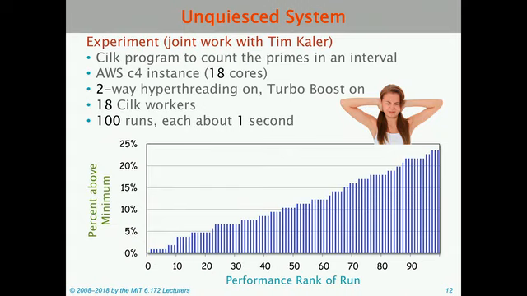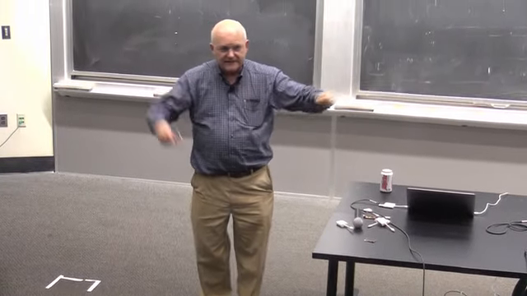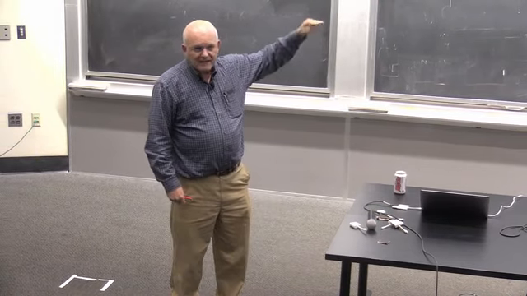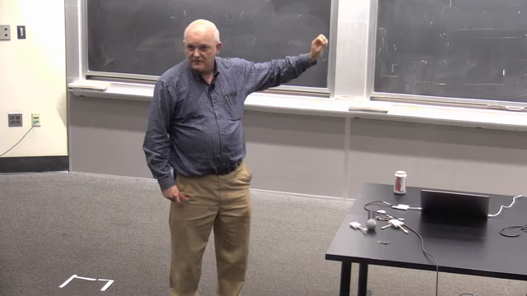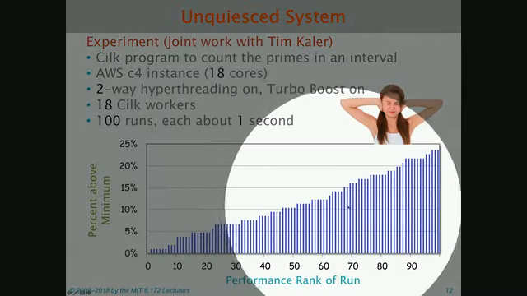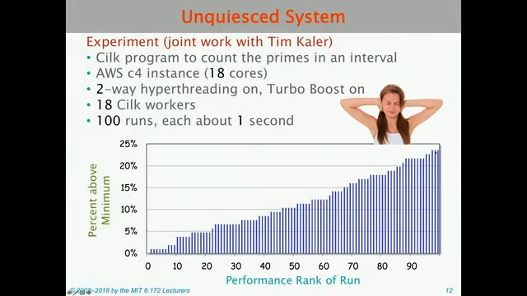And what I've plotted here is the percent that each run was. We basically ran 100 runs, and then I sorted them from smallest run to largest, and I normalized them to whatever the minimum one was, so that each thing here is a percentage above the minimum. So you can see that the slowest run was almost 25% slower than the fastest run. Okay, so you can see what the impact is.